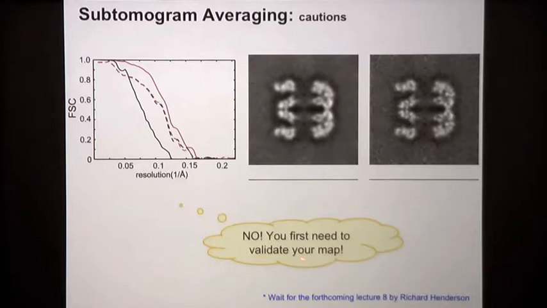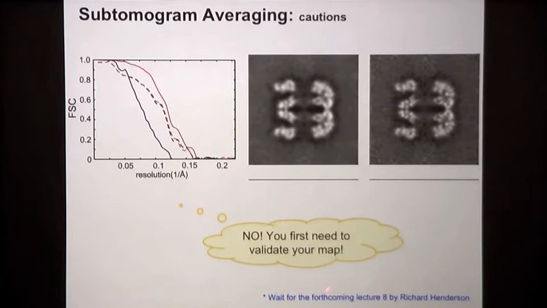Okay, so now we have a structure. Can we publish it already? No, because we've done a structure determination from electron microscopy data, we need to validate our structure. Validation will be presented by Richard Henderson tomorrow. So before publishing your subtomogram averaging structure, you need to wait for his lecture.